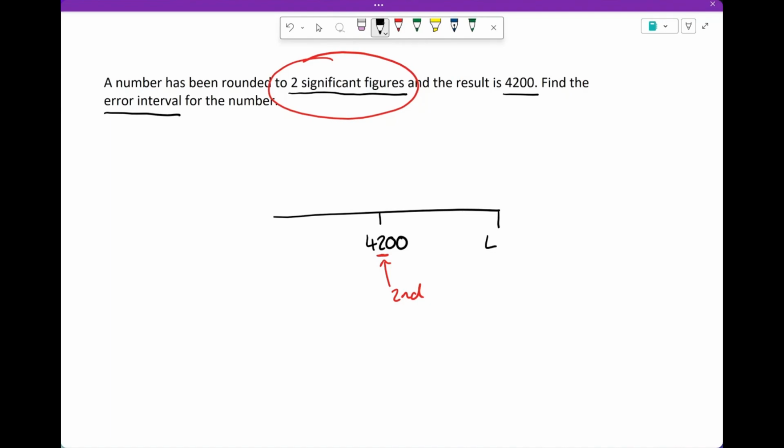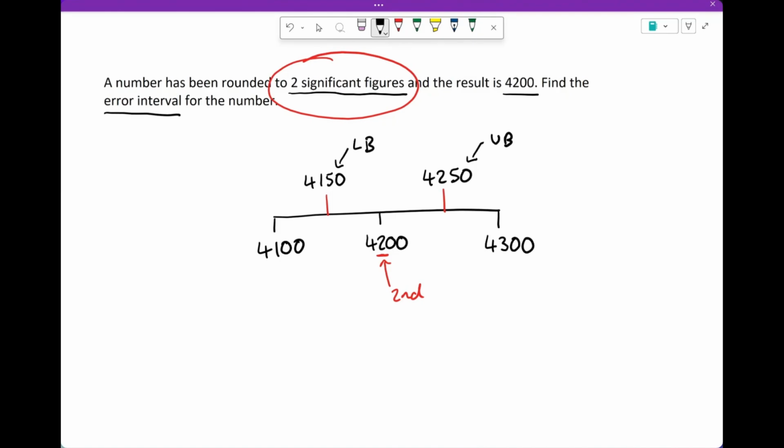And we're going to add 1 to that place value. So that's going to give me 4,300. And then we're going to subtract 1 from that place value, which gives me 4,100. Now our upper and lower bounds are going to be our midpoints. So the midpoint between 4,200 and 4,300 would be 4,250. So that's my upper bound. And then my lower bound is the midpoint between the 4,100 and the 4,200. So that's going to be 4,150. So that is my lower bound.